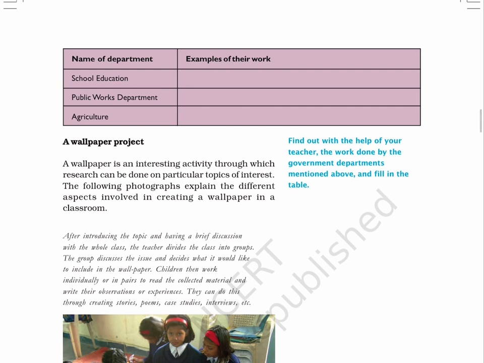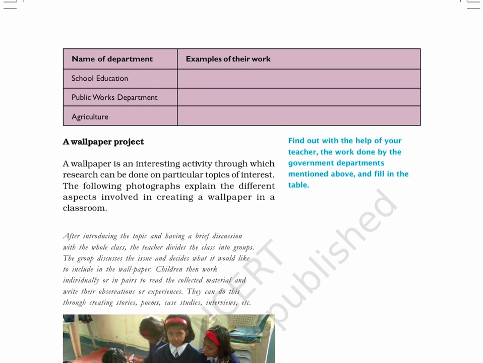Page number 39. On page number 39, there is a small table given. It has the names of various departments of the government, and there is another empty column here in which we have to write the examples of their work. The names of different departments given here are School Education, Public Works Department, and Agriculture. Now, write an example of their work in the given space here. Find out with the help of your teacher the work done by the government departments mentioned here and fill in the table. A wallpaper project.